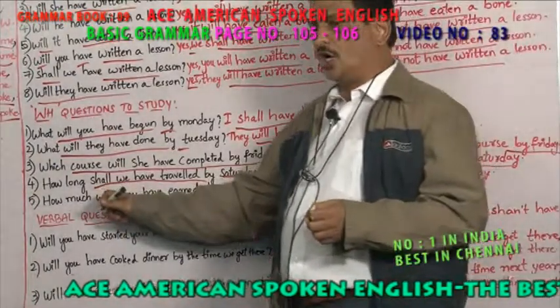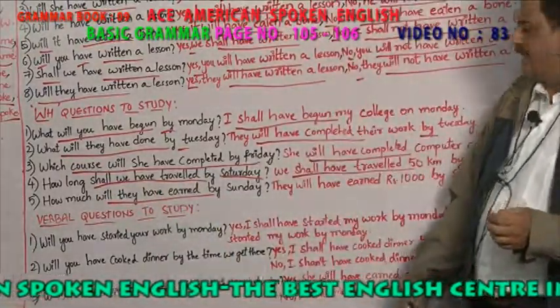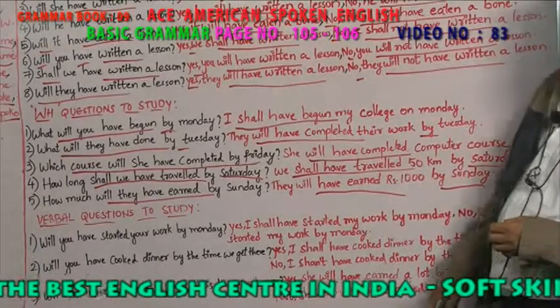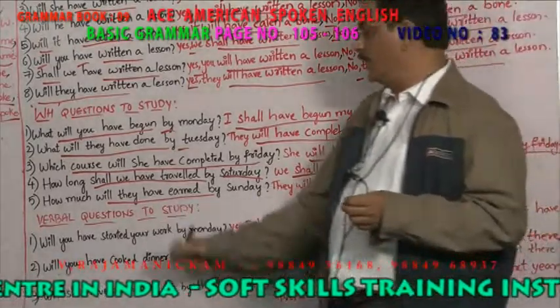What is the next? How much will they have earned by Sunday? The answer is? They will have earned rupees 1000 by Sunday. By Sunday, they will have earned how much? 1000, right? Okay, next. Verbal questions to study.